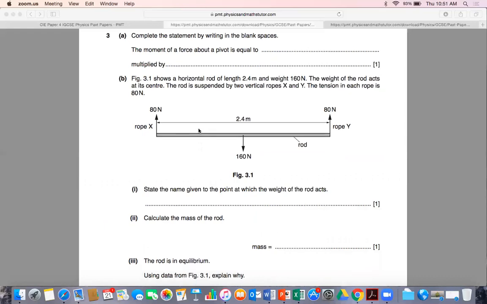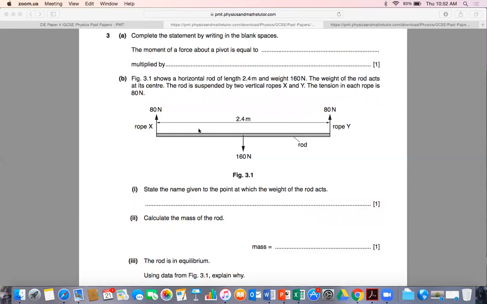Okay, this one you all should know how to do. 3A. Complete the statement by writing in the blank space. The moment of a force about a pivot is equal to what multiplied by what? What's the answer? The moment of force about a pivot is equal to... Multiplied by velocity? No, that is momentum.